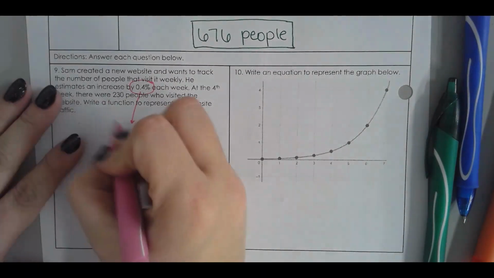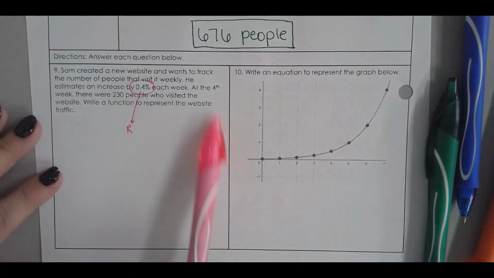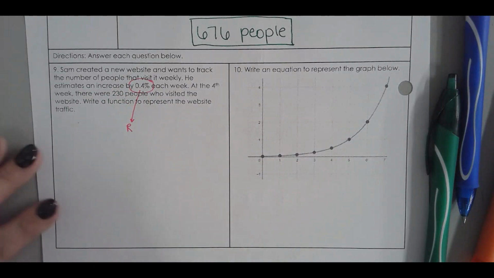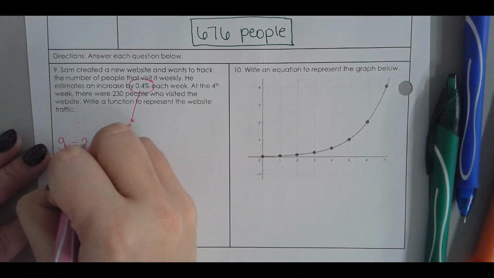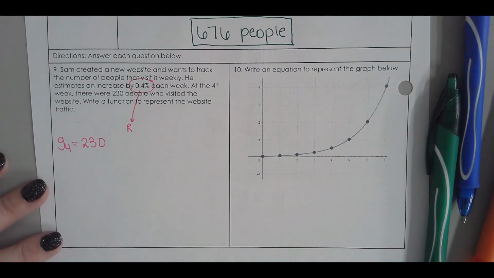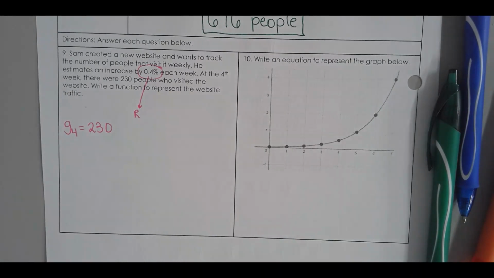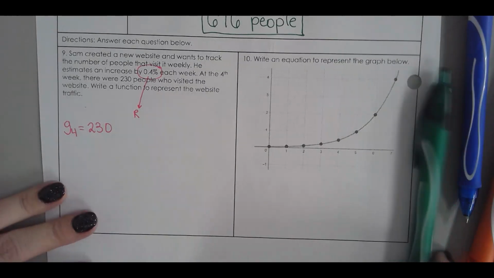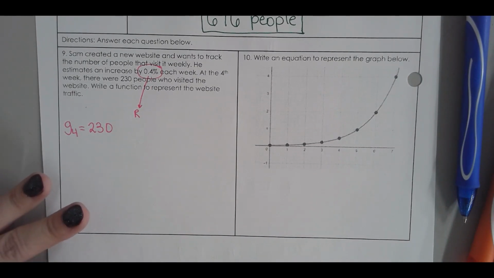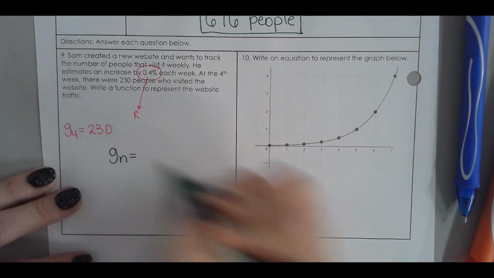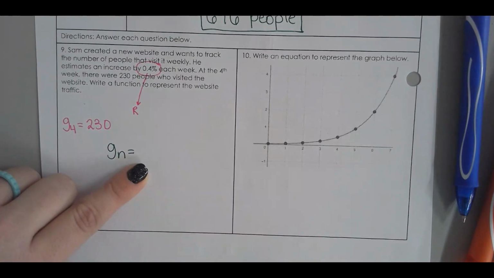So that's going to be our ratio. At the 4th week, there were 230 people that visited the website. So G of 4 equals 230. Write a function to represent the website traffic. We're not finding a specific time, we're just writing a general function. So G of n equals, which term would make the most sense to use here?